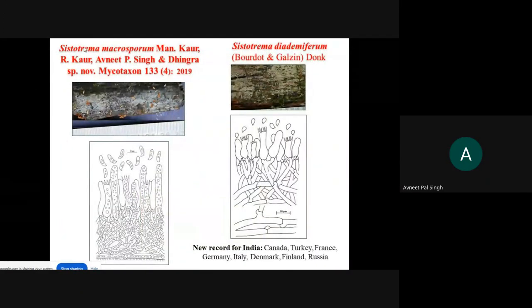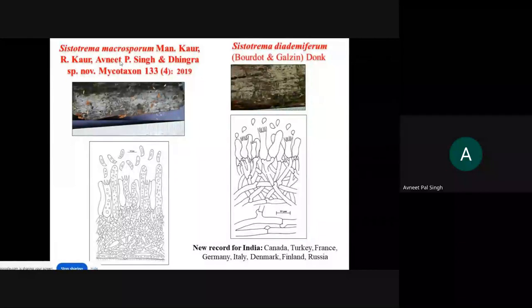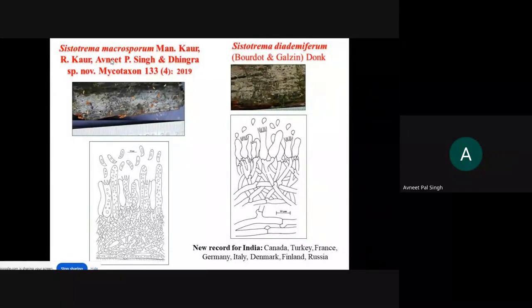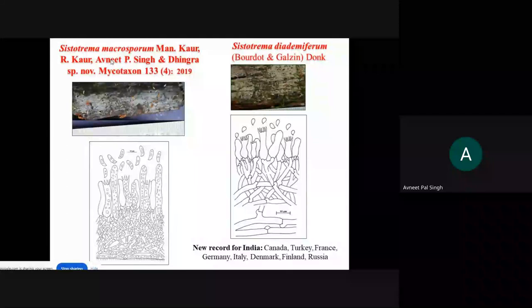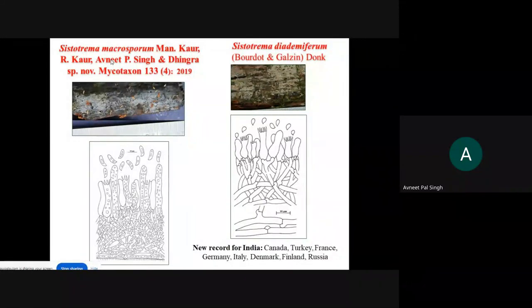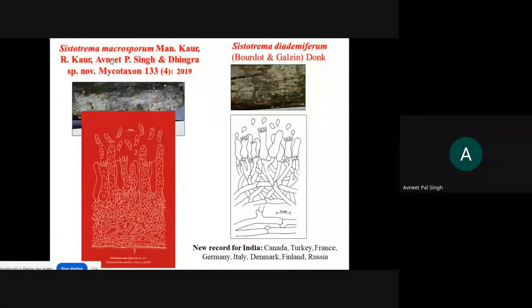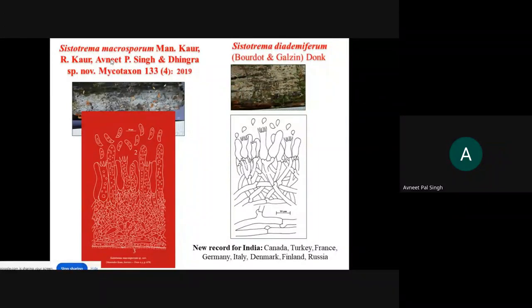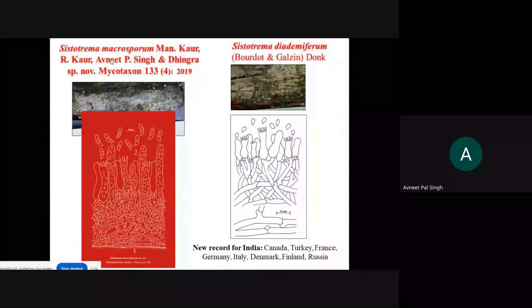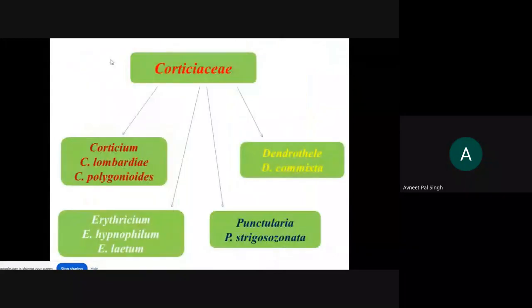This is a collection which we made around 2017 from one pocket of Shimla. We worked it out, and it proved to be a new species. We published it, and the student was given the honor that her drawings were published on the back cover of the journal Mycotaxon. That is the most satisfying feeling which a researcher gets when your work is recognized, and it was 100% based on morphological data.